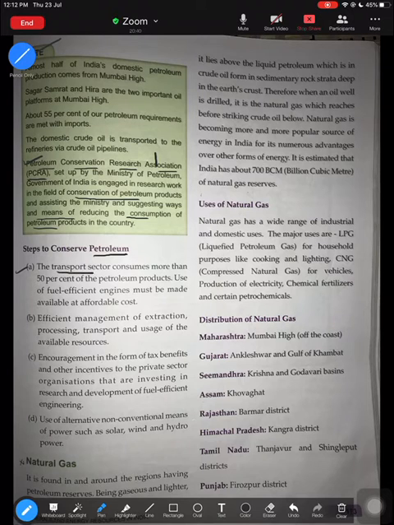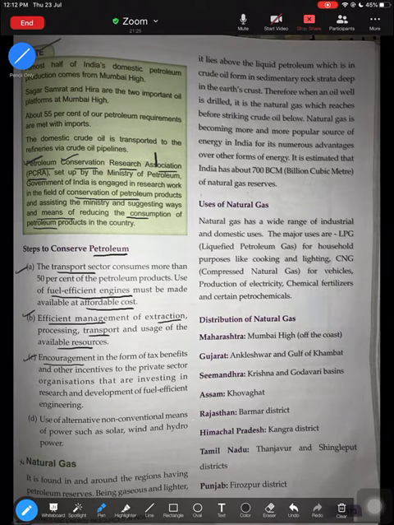The first is that the transport sector consumes more than 50%. This is the sole sector which takes up almost 50% of the production of petroleum, so fuel efficient engines must be made available at affordable cost. Engines which do not consume a lot of fuel should be made at an affordable cost so that the transport sector could consume less petroleum products. Next, efficient management of extraction, transportation, and use. Ensure there are agencies like PCRA to see that extraction and processing do not lead to any misuse or spilling of oil or petroleum of the available resources.